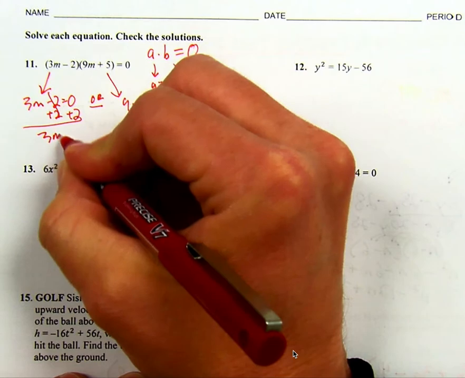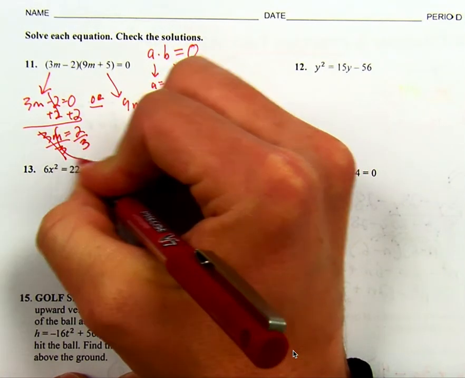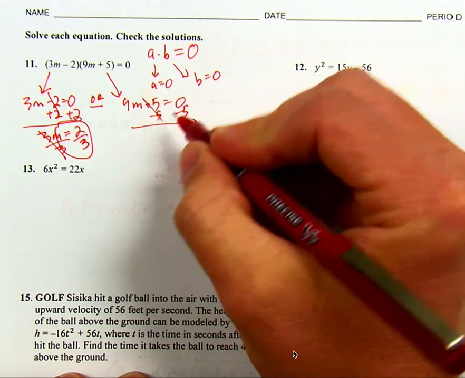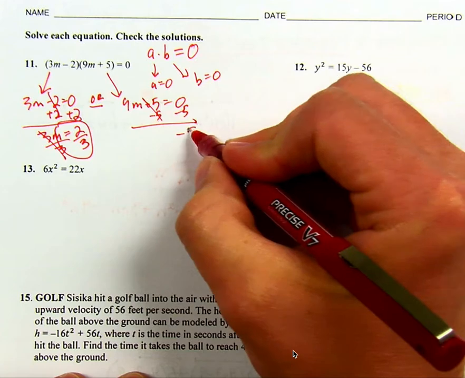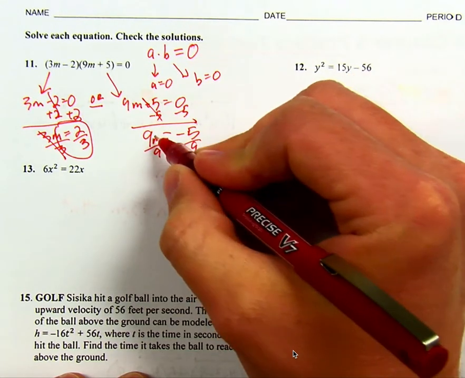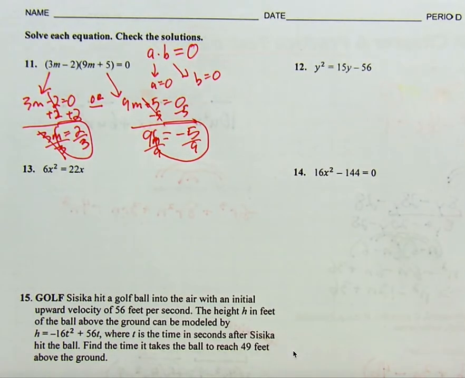I'll have 3m equals 2, divide by 3. I get m equals 2/3. Or, when I solve this side, I get m equals -5/9. So 2/3 or -5/9 should be your two solutions on this one.